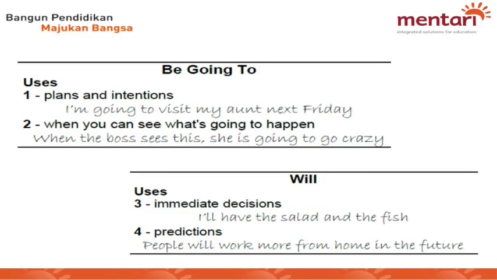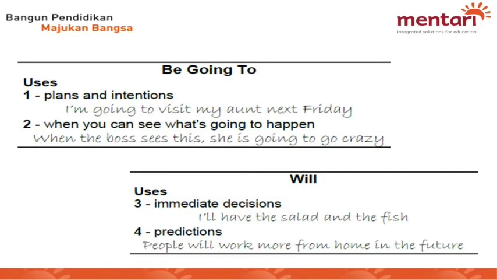For example, when the boss sees this, she is going to go crazy. Yeah, because you know if he sees what's going on wrong, he will get angry. For these two sentences, we will use going to. Now, when do we use will?